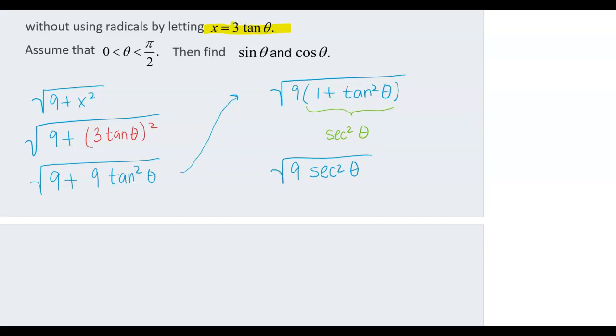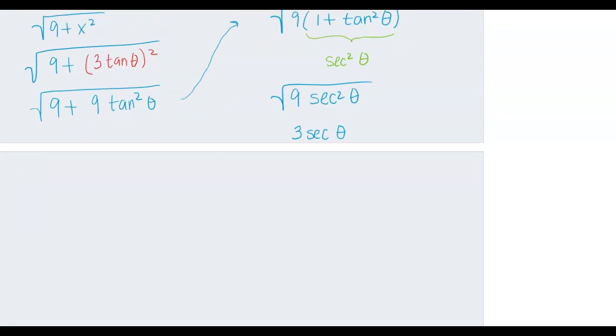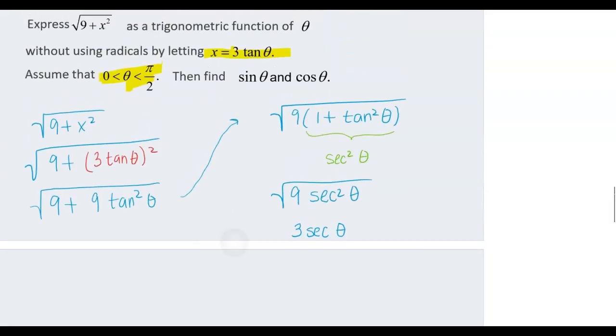The purpose of this trig substitution is so that we can get rid of the square root. And I end up with 3 secant theta. Everything's positive. We can assume everything's positive because we're in the first quadrant here, right? Between 0 and pi over 2. All right. Now, let's draw a triangle because they asked us to find both the sine and the cosine.